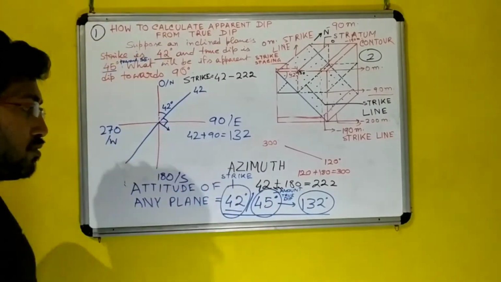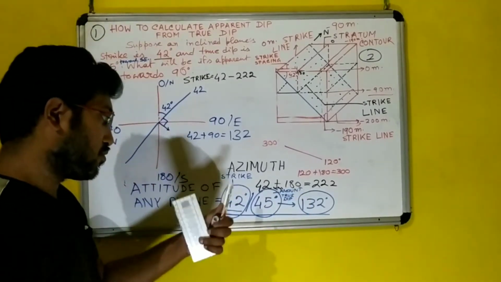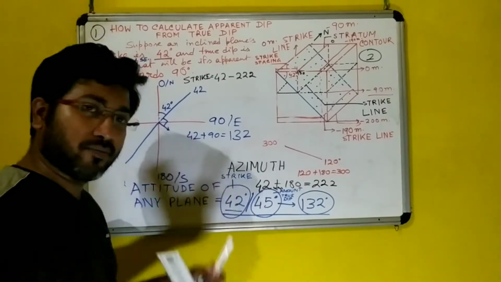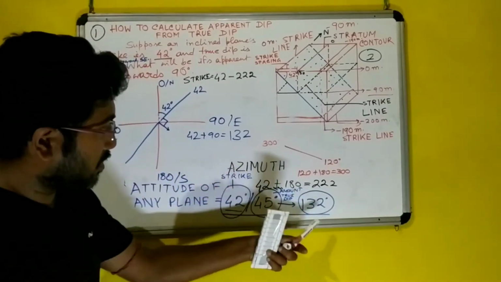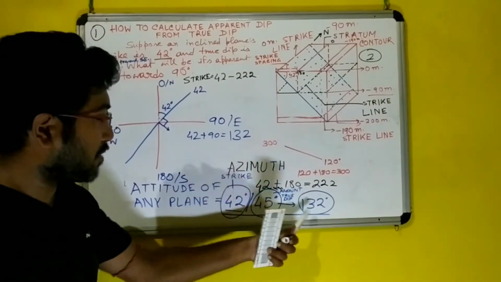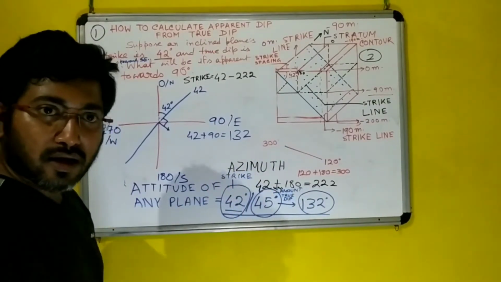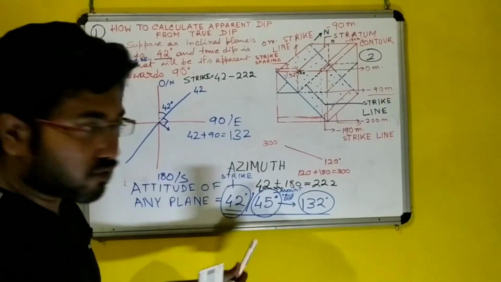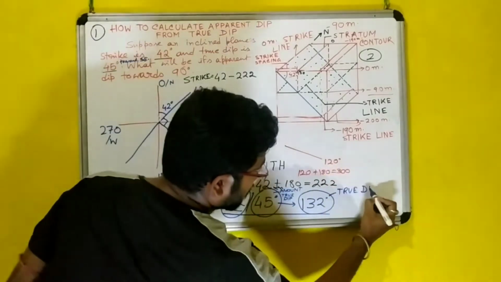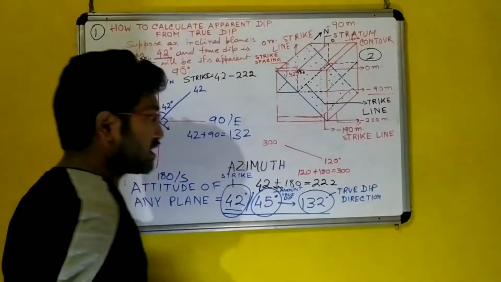One can only give you this information in any question. You have to take this as the true dip only. That is why it is perpendicular. This direction of true dip is perpendicular to the stripe. In case of apparent dip, it will never be perpendicular to the stripe. So this is the convention, and this is the true dip direction.